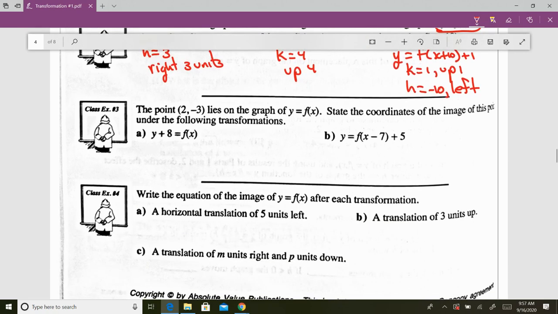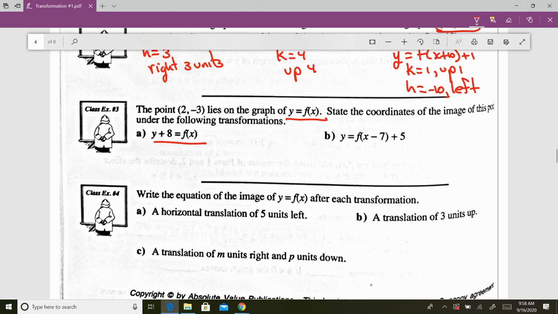Okay, now we're going to move points. So we have a point (2, -3), and that is on y is equal to f of x. And then mathematically, they say, state the coordinates of the image of this point under the following transformations. All they're saying is where'd the point move to if you do this. Okay, that's all they're saying.